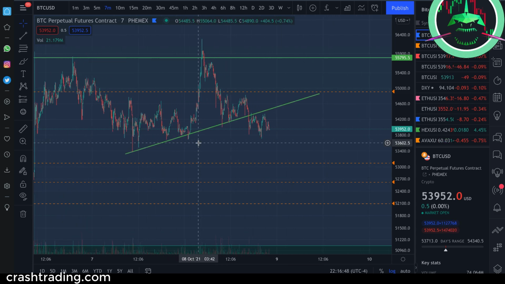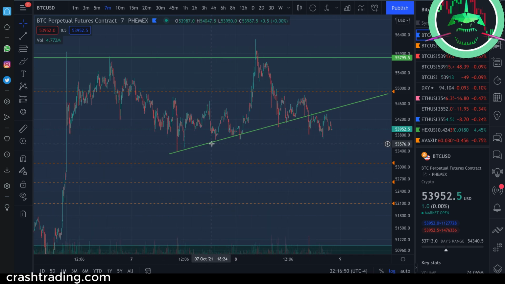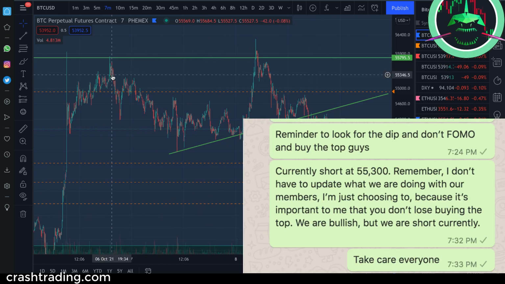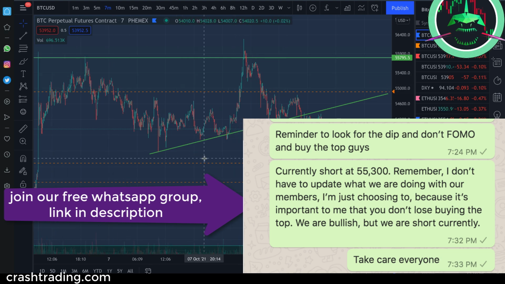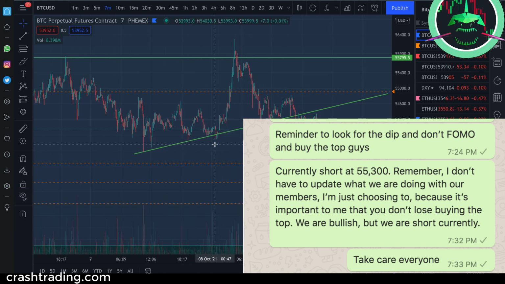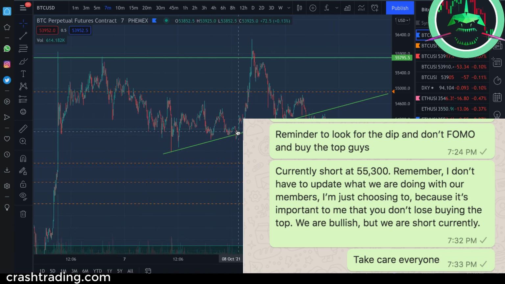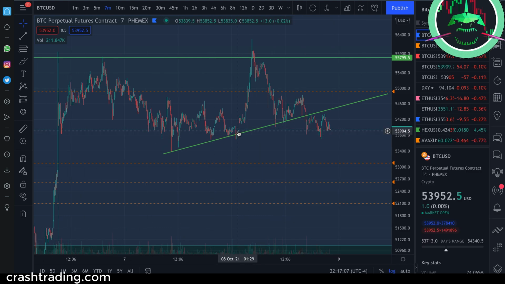I want to start off by showing you a trade that we took. First off, we shorted here at 55,300. I even sent an alert to our WhatsApp group telling you guys that we shorted it here at 55.3. Okay, so we made some money on the downside on this short, but I want to talk about a bad trade we made with our members, which was last night before we went to bed.